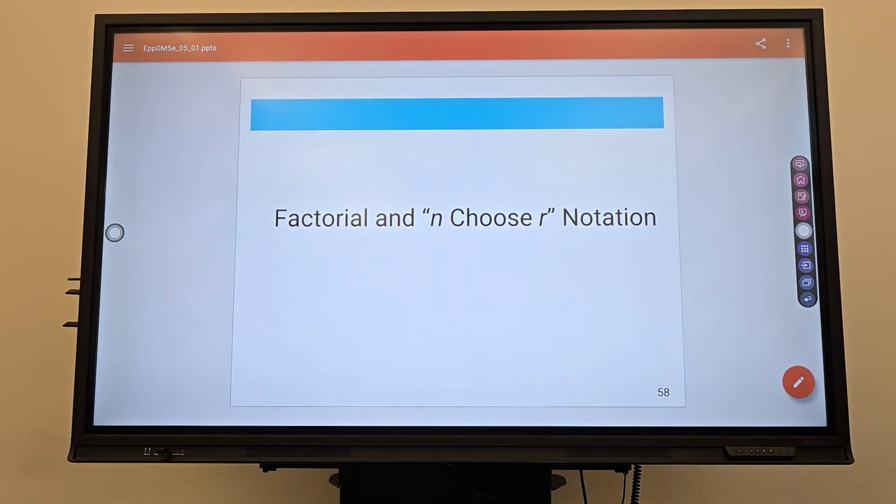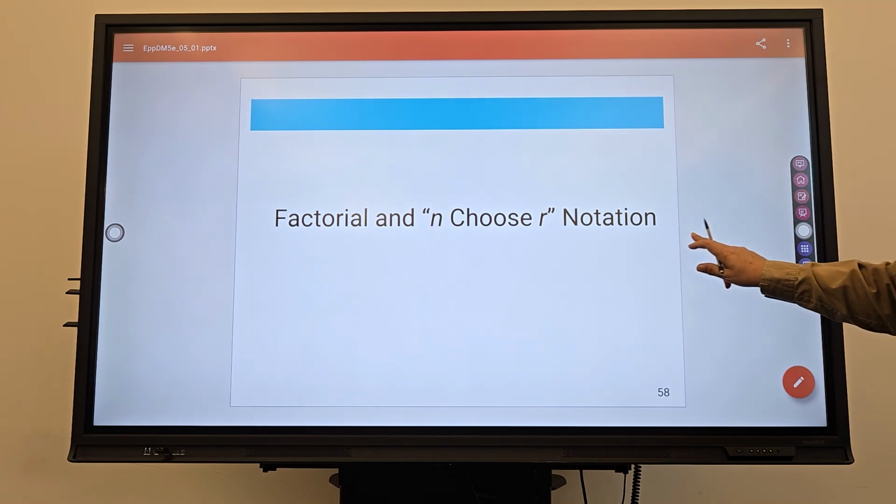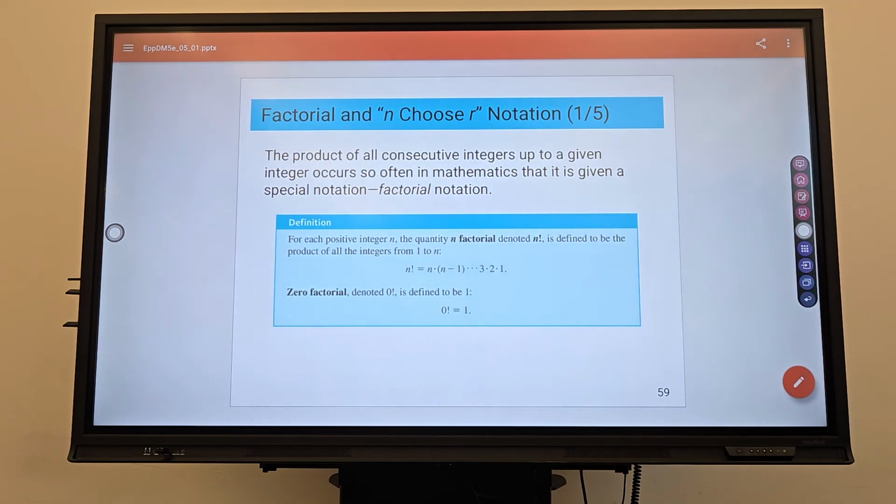Factorial and n choose r. The product of all consecutive integers up to a given integer occurs so often in mathematics that it is given a special notation, the factorial notation. N factorial is defined to be the product of all integers from 1 to n. So n exclamation mark equals n times n minus 1 times n minus 2, etc., to 3 times 2 times 1. 0 factorial is defined to be 1.